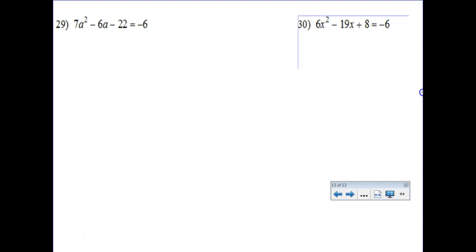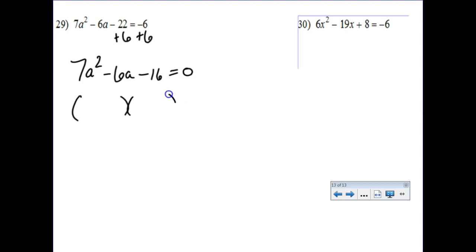This one's not quite in standard form yet, so we need to add the 6 over. So we have 7a squared minus 6a, and then minus 16 equals 0. So, good news is the first factor is prime. So that's 7a and a. 16 does have a lot of factors.